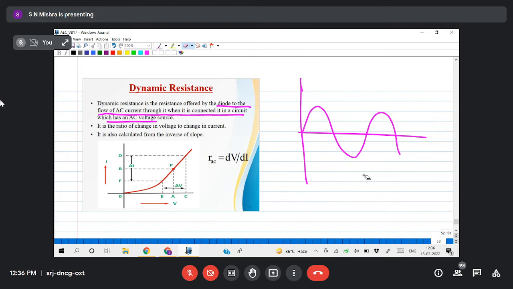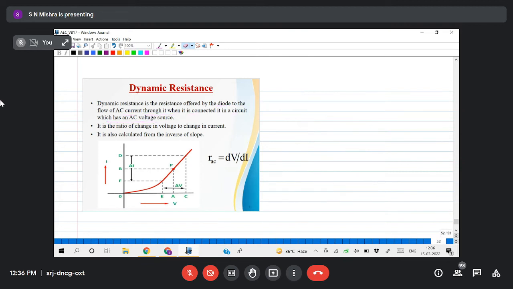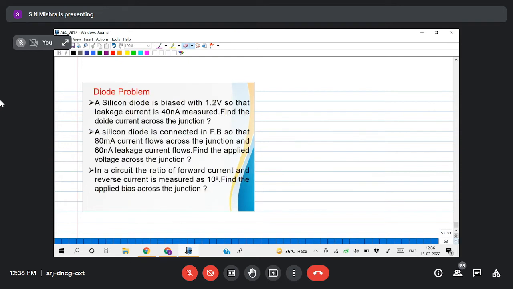So once you complete this one, solve these three problems and tell me what is the answer or how to solve it. Let me first solve. You first try. First question: a silicon diode is biased with 1.2 volt, so that leakage current is 40 nanoampere measured. Find the diode current across the junction. Very simple.